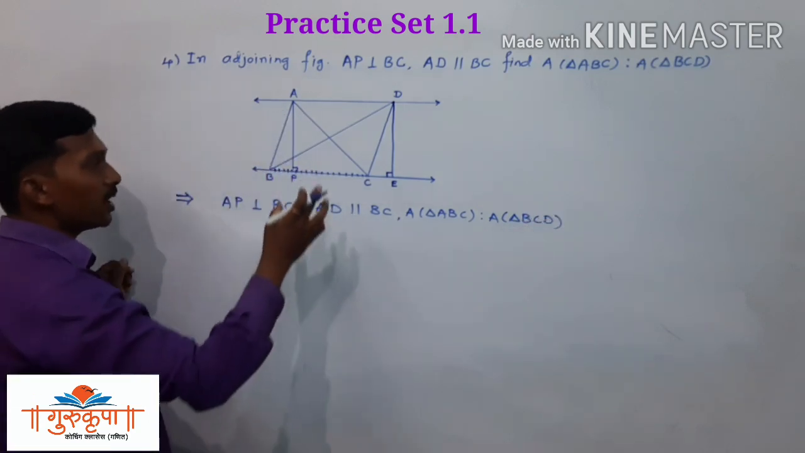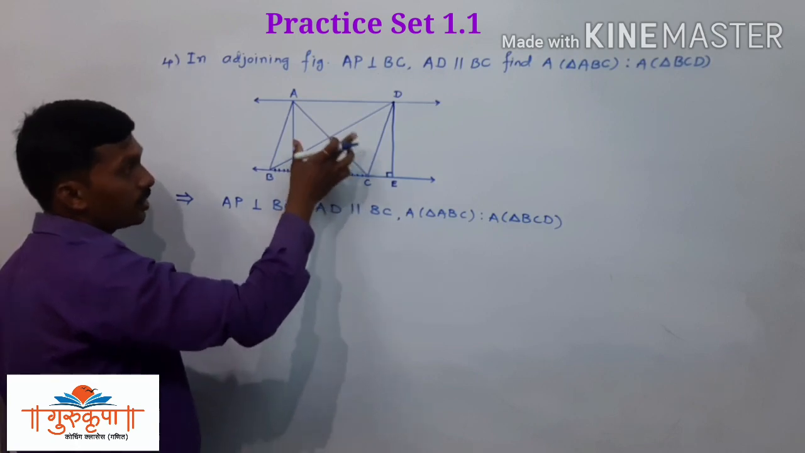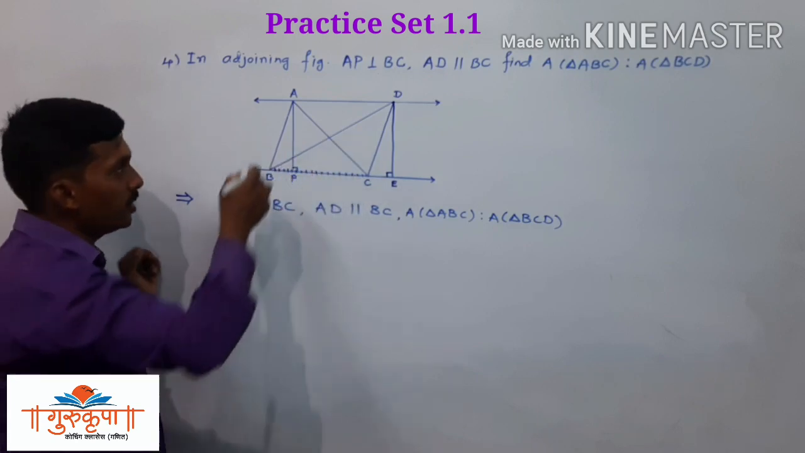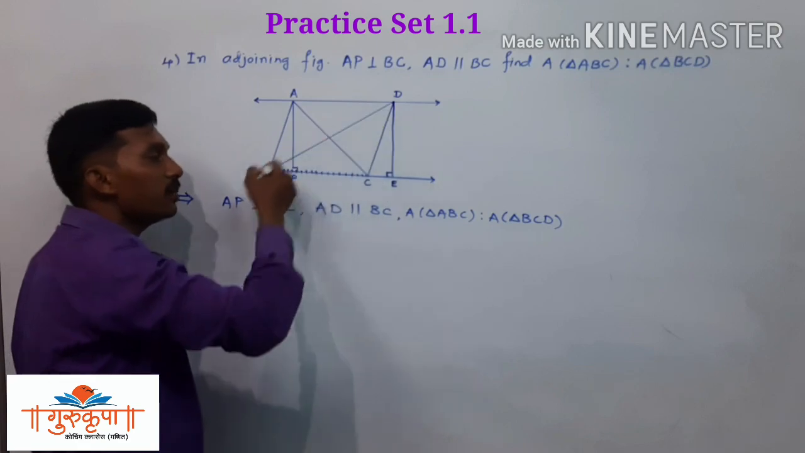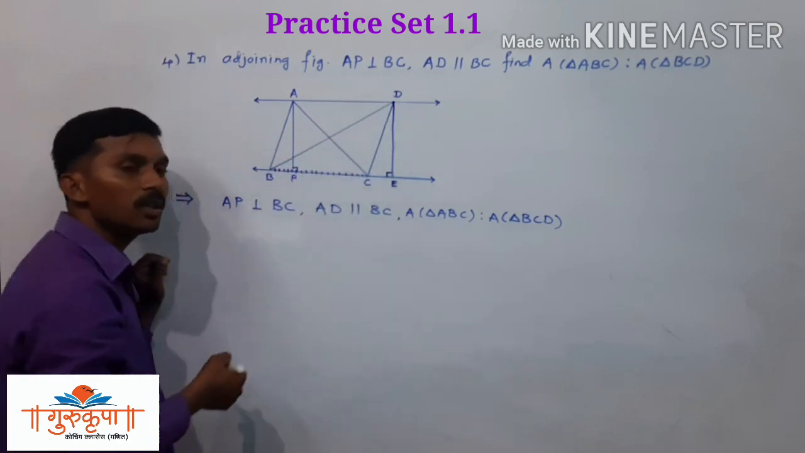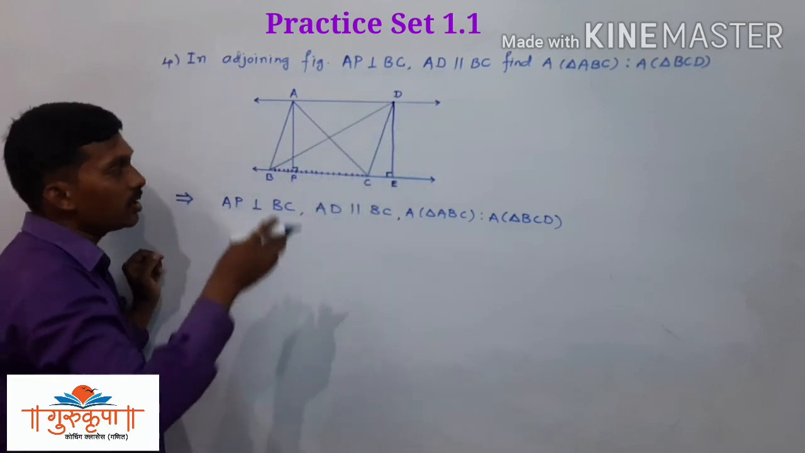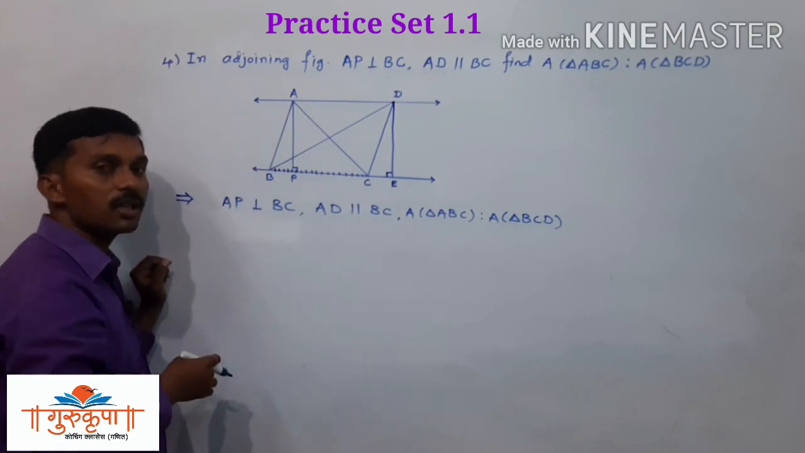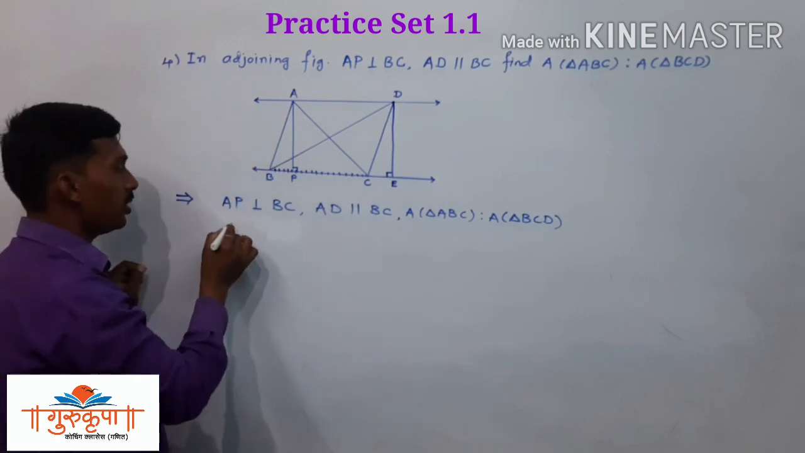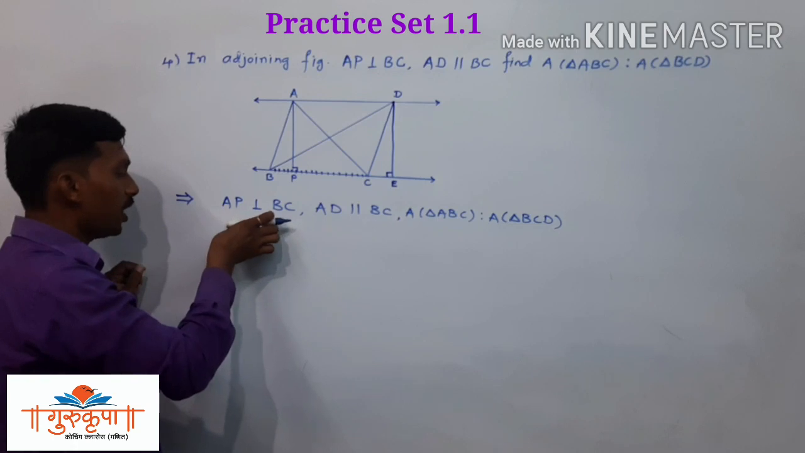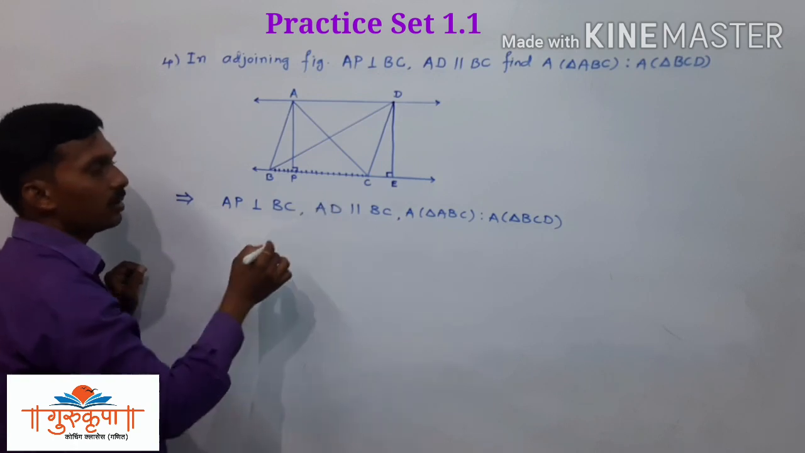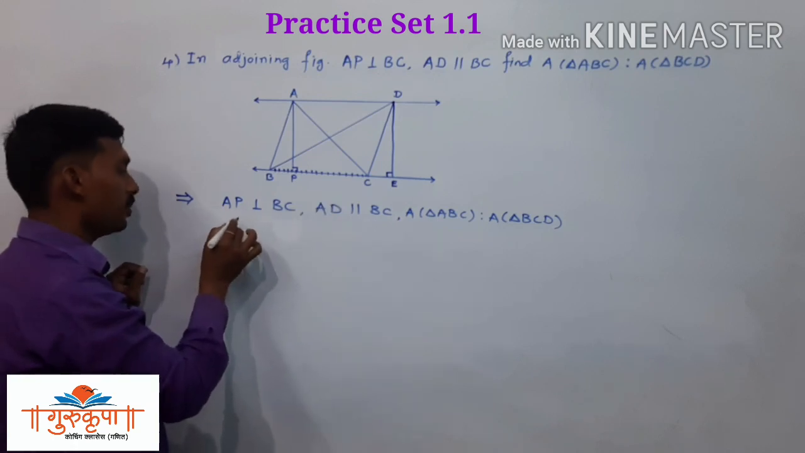Now here first we can write this BC. Both the triangles have a common base. BC is the base of triangle ABC, and BC is also the base of triangle BDC. Since the bases of both the triangles, triangle ABC and triangle BCD, are equal, you can easily write BC is the base.